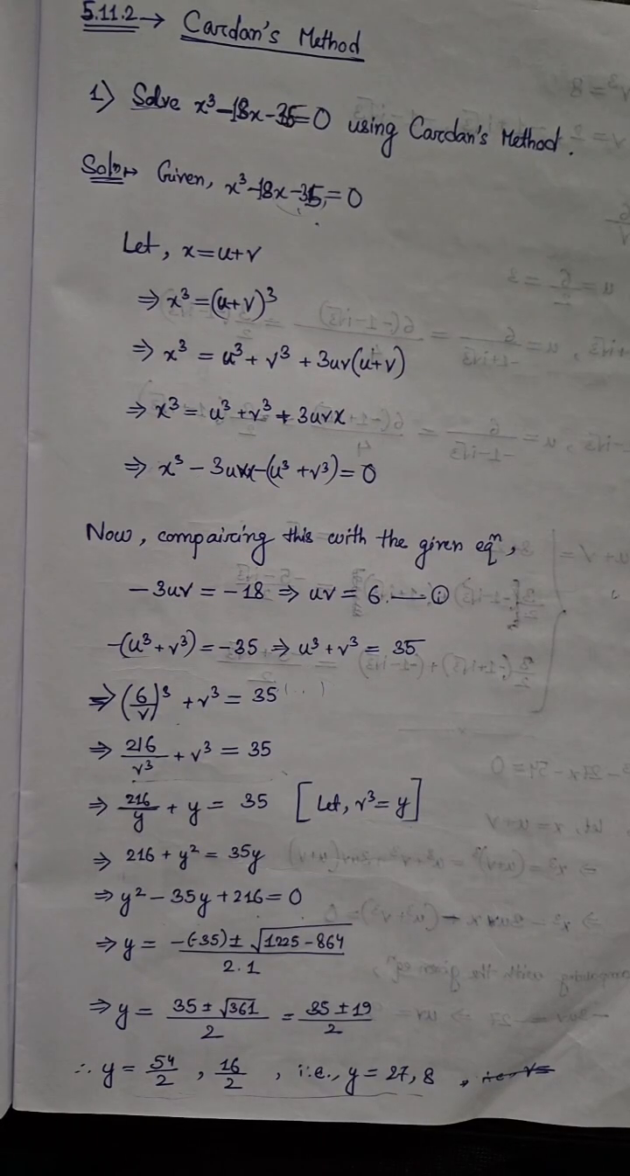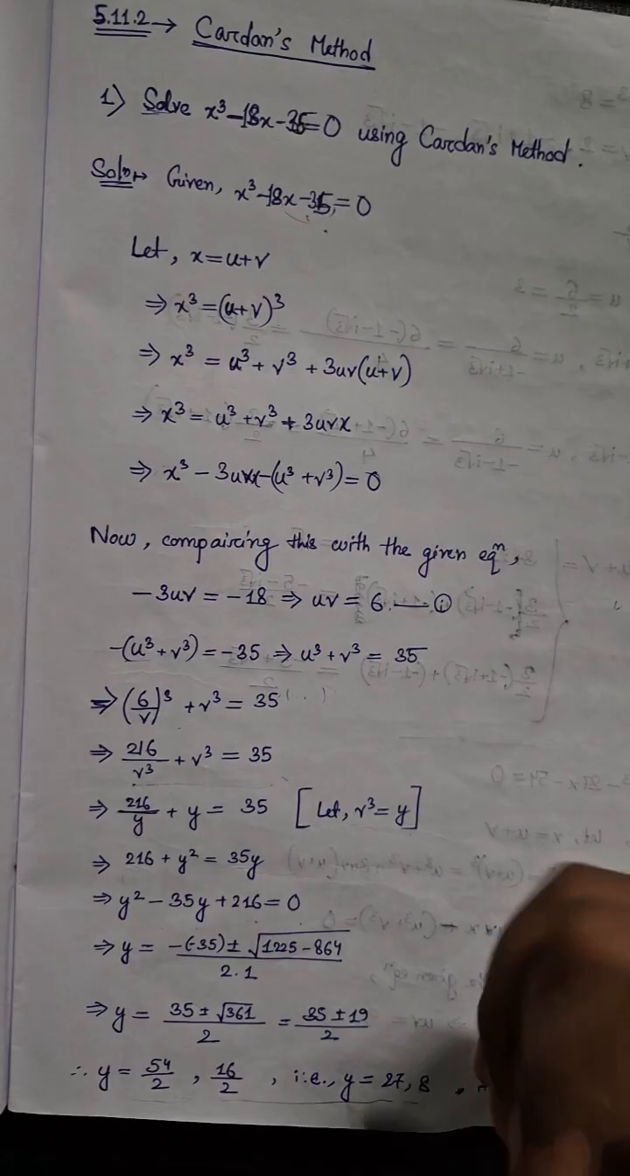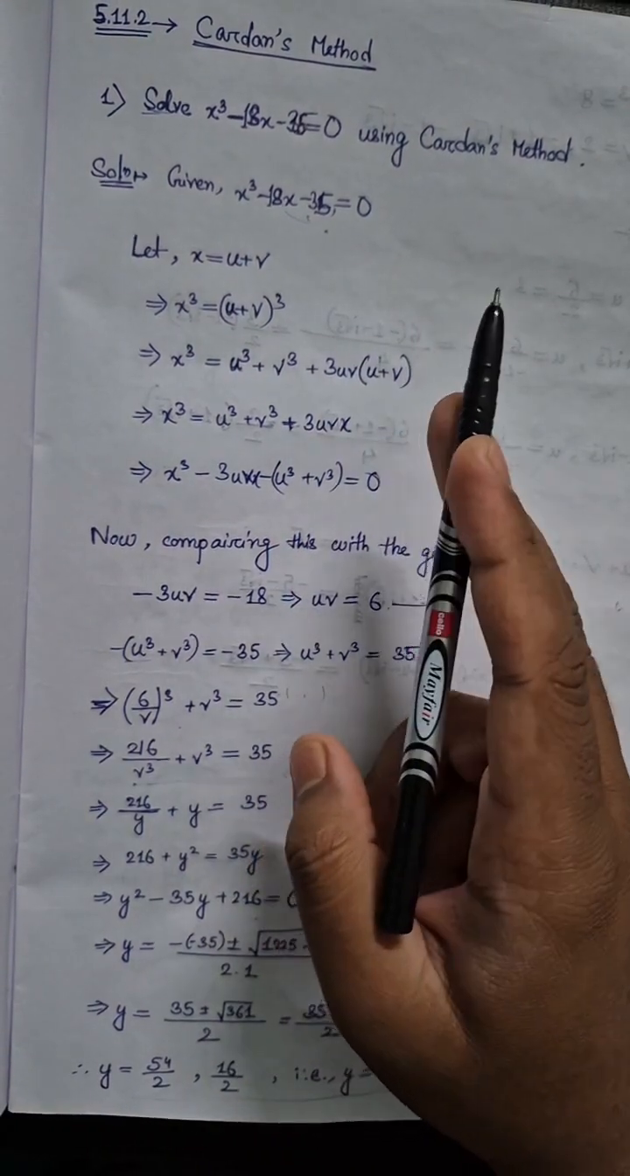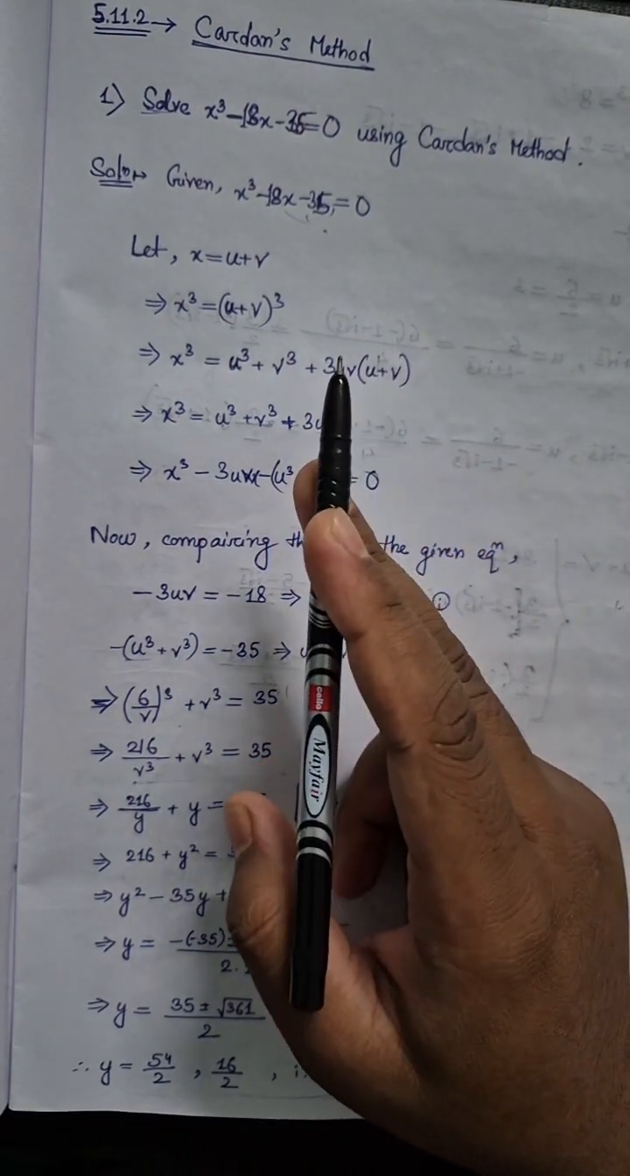Hello everyone, today I am going to discuss some of the important mathematical methods. So let's start with Cardan's method. Here we have given x cube minus 18x minus 35 equal to 0. Here you can observe that there is no x square term.